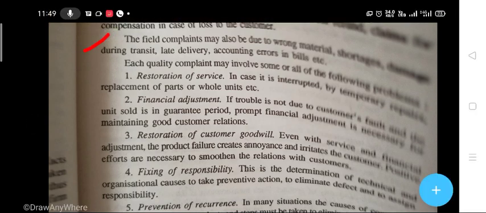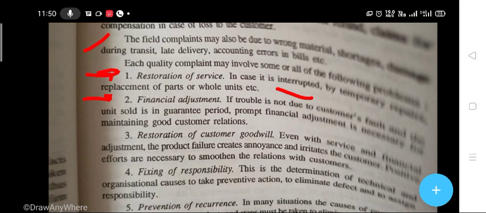Further, the field complaint may also be due to the wrong material, shortage, damage during transit, late delivery, accounting errors in bills, etc. Each resolution of complaints may involve some or all of the following problems. First is the restoration of service, in case it is interrupted, by temporary repairs, replacement of parts or whole units, etc.